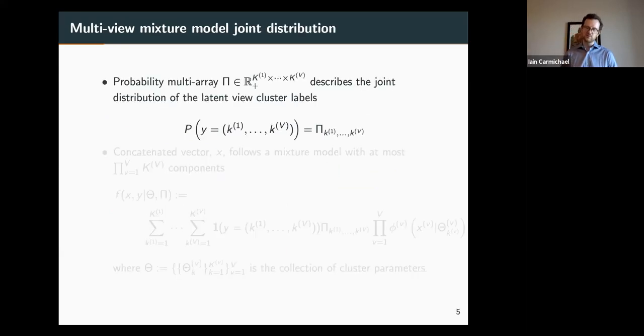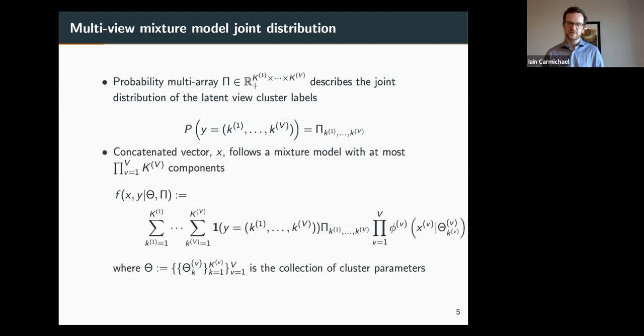I just told you about the marginal distributions for these data views. Now let's construct the joint distribution for that concatenated data vector. That joint distribution is determined from those marginal distributions and this pi matrix. Let's assume we have, I guess, a multi-array describing the joint distribution of the latent view cluster labels, and pi is defined like this. Putting pi together with the marginal view distributions completely describes the distribution.